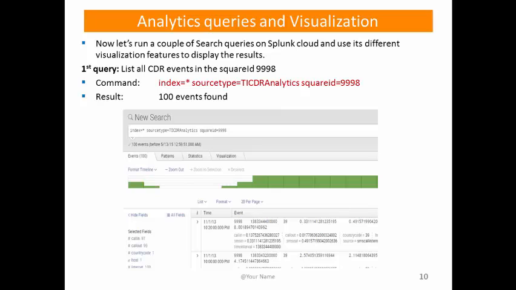The first query that we will run is to have an idea of the events, the calls received and sent, that happen in a specific cell. In this case, we take the cell number 9998. When we filter the events on this, we realize that there were 11 calls made in this cell on this particular day.